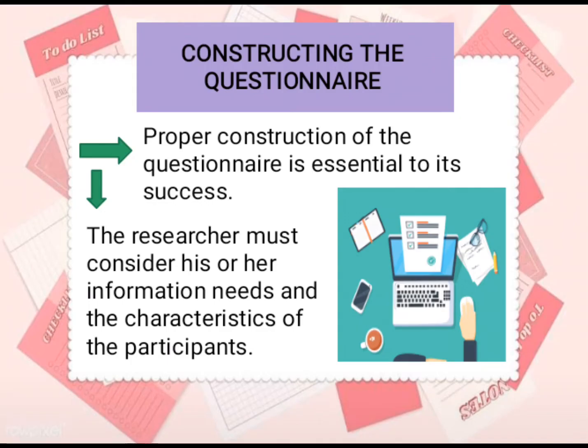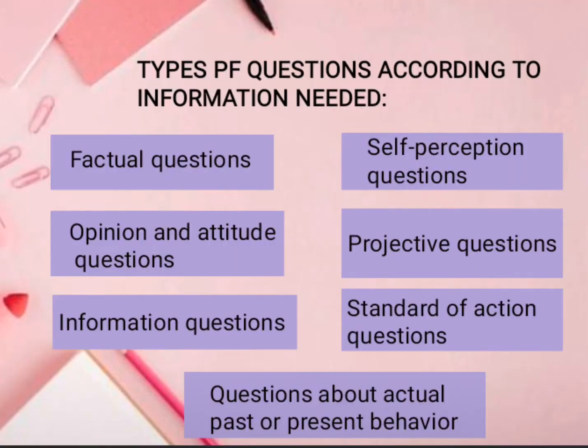Proper construction of the questionnaire is essential to its success. In general, the researcher must consider his or her information needs and the characteristics of the participants. In selecting or writing specific types of questions, the researcher must first consider what kind of data he or she needs. The major types of questions, according to the kind of information needed, include the following.